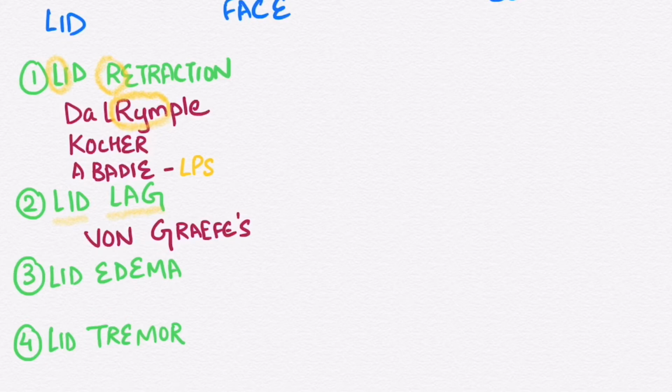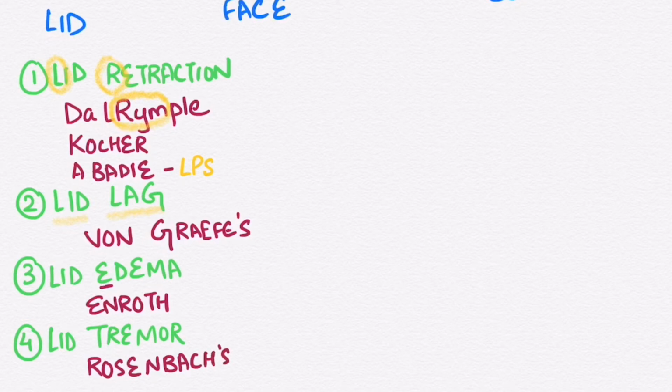The sign corresponding to lid edema is the Enroth sign. See, the E and E correspond in the edema and Enroth. The sign corresponding to lid tremor is the Rosenbach sign. Imagine a rose in your hand and your hand is shaking, and that would help you to remember the Rosenbach sign.